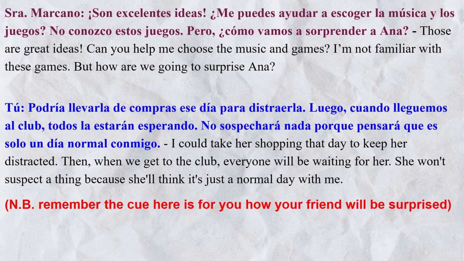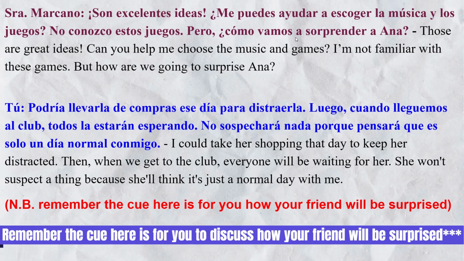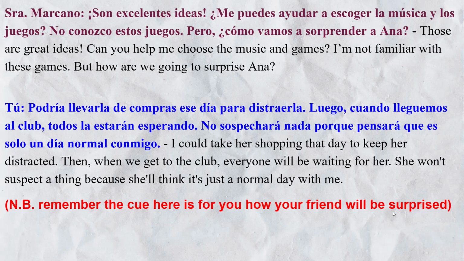Right? So this says I could take her shopping that day to keep her distracted. Then, when we get to the club, everyone will be waiting for her. She won't suspect a thing because she'll think it's just a normal day with me. So remember, the cue here is for you to discuss how your friend will be surprised. Okay? How your friend will be surprised.